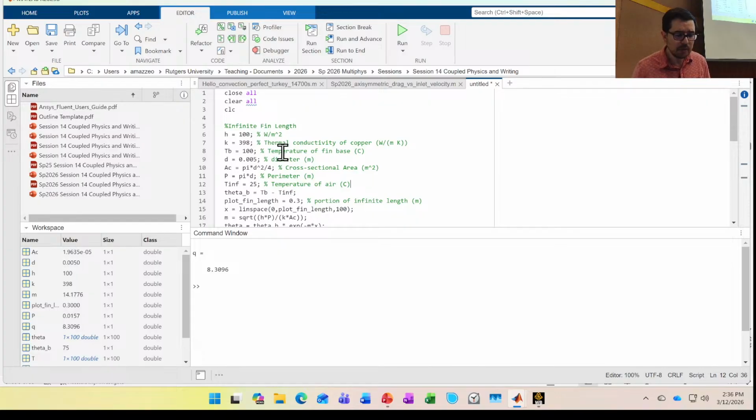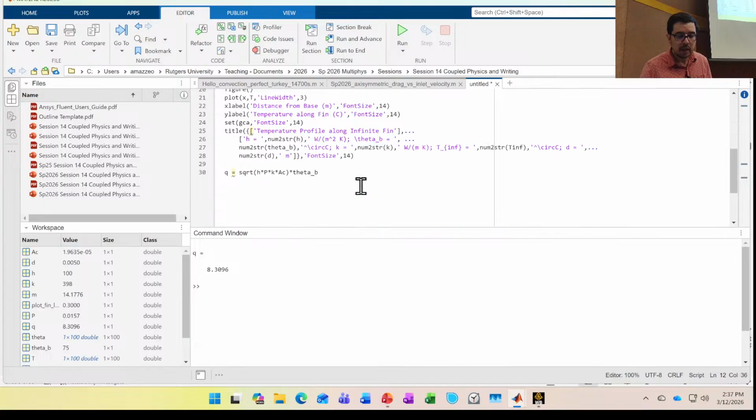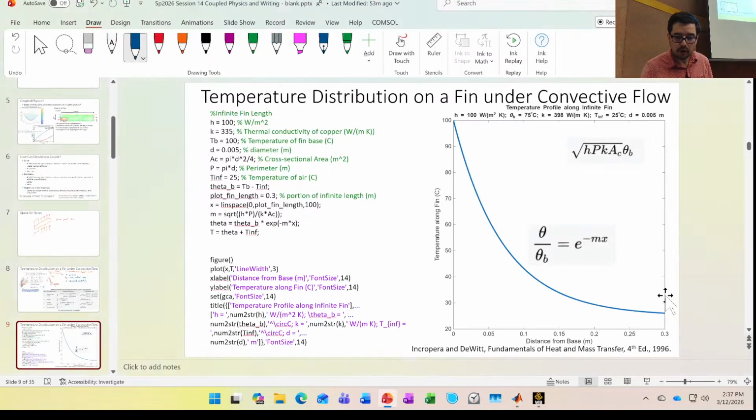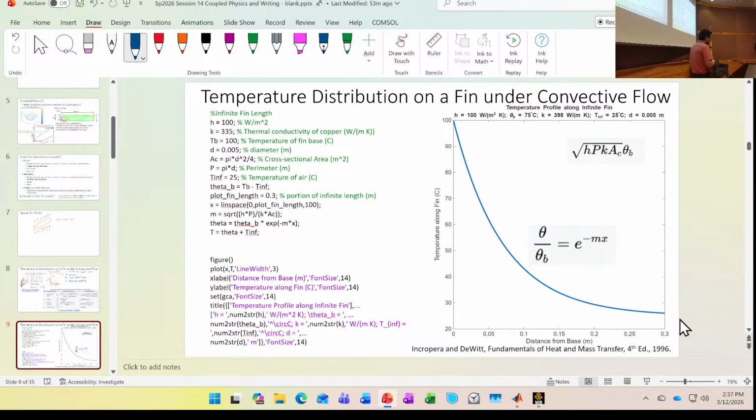The temperature of the fin base was 100 degrees Celsius. The diameter was 5 millimeters. Okay, and then the air temperature was 25 degrees Celsius. And this, I used this for the infinite fin. Okay, so the fin actually goes forever, but in their book and in this example, I only went out 30 centimeters. Okay. And with those values, this is what that profile is. All right? So you've got something you could do a design with if you wanted.